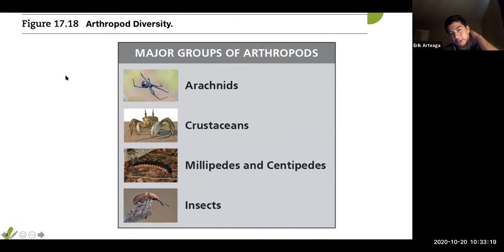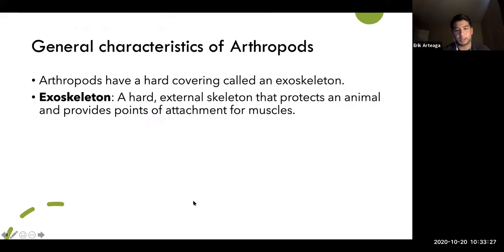All right, arthropod diversity, major groups of arthropods. We have arachnids, crustaceans, millipedes and centipedes, and insects. Okay, so the more developed organisms are insects. Excuse me. General characteristics of arthropods. Arthropods have a hard covering called an exoskeleton. Exoskeleton is a hard external skeleton that protects an animal and provides points of attachment for muscles.